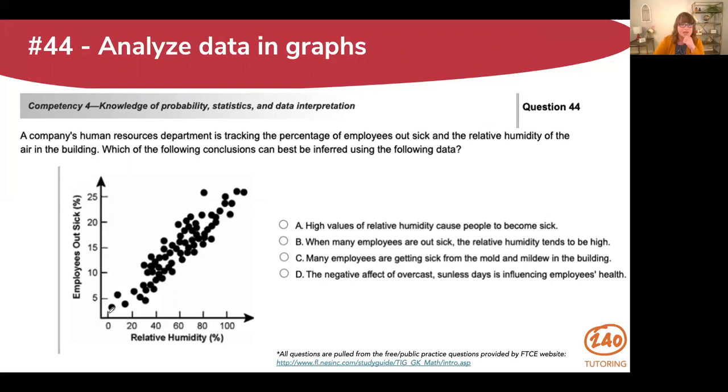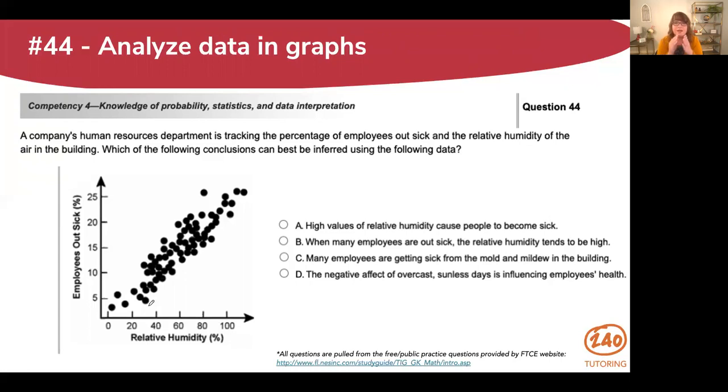So we're saying 5 people out at 1% humidity, or, let's try to find another one that's easy to look at, 10 people out at 40% humidity. So everywhere those data points meet, a dot is placed on the graph. Okay, now let me tell you something about a scatter plot. Unlike a line graph, the dots are not connected, okay?